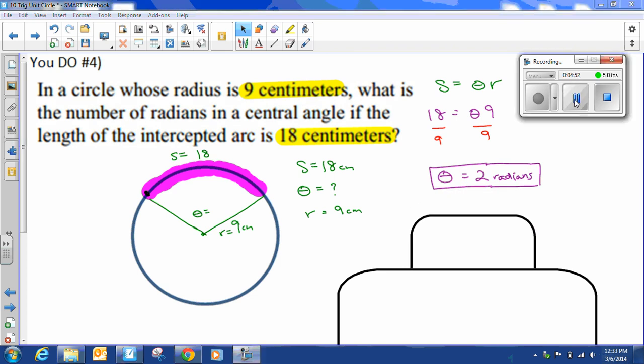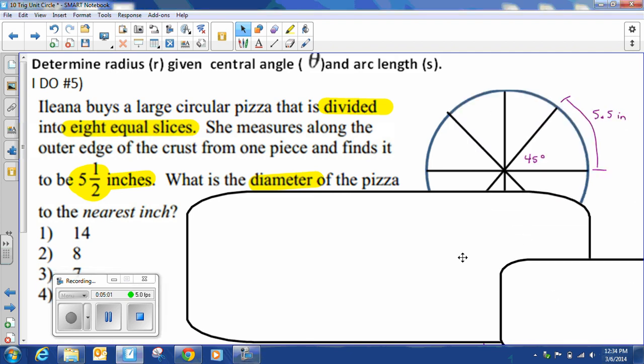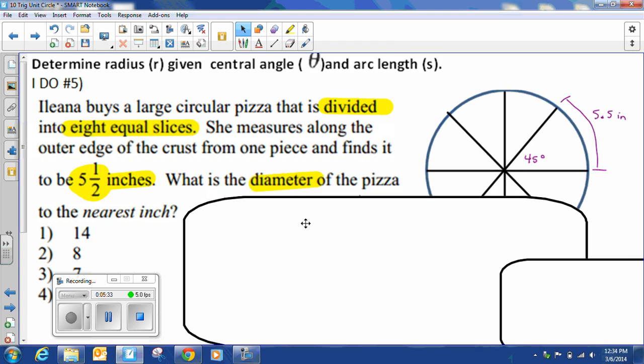Very simple and straightforward. Number 5, Ileana buys a large circular pizza that is divided into 8 equal slices. She measures along the outer edge of the crust from one piece and finds it to be 5.5 inches. So here's 5.5 inches. I already changed it to decimal. And once again, we have the 8 equal slices, so we know we're talking 45 degrees. What is the diameter of the pizza to the nearest inch? Keep in mind that when we use our formula, we're going to find the radius. So at the very end of the problem, we need to double our answer, whatever the radius is, times 2.